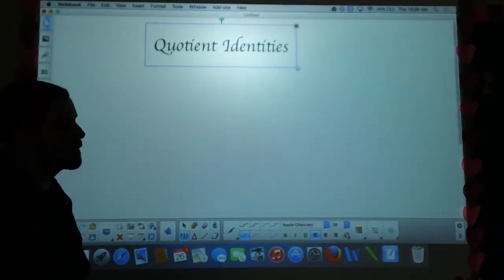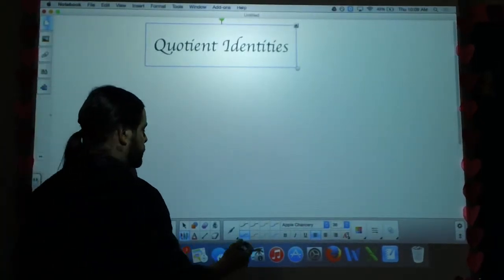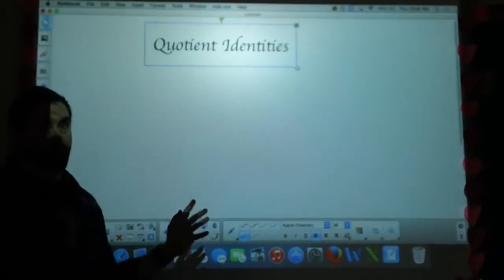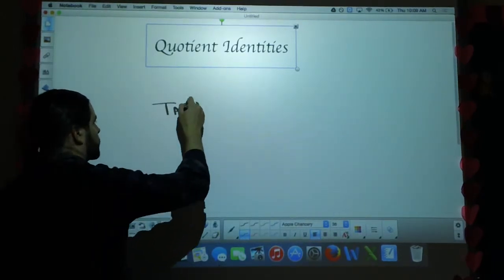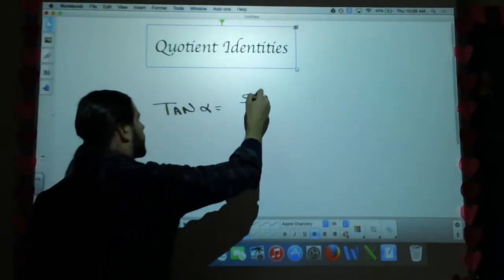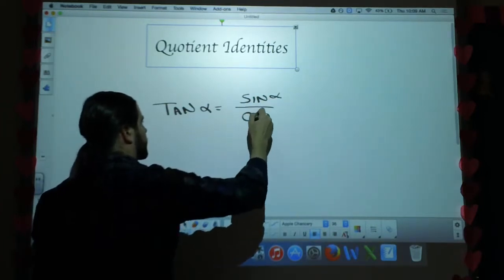Quotient identities also super useful. I'm going to give you two. There's bunches that we could make, but I'm going to give you the two big ones because everything can be derived from that. Tangent of an angle equals the sine of an angle over the cosine of an angle.